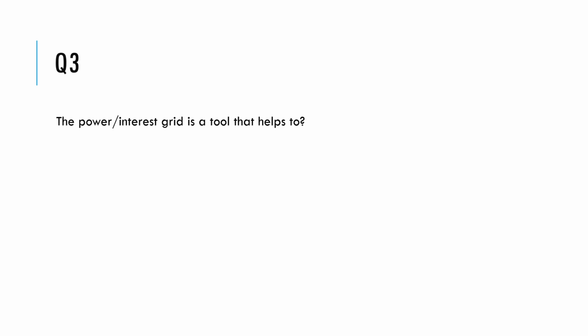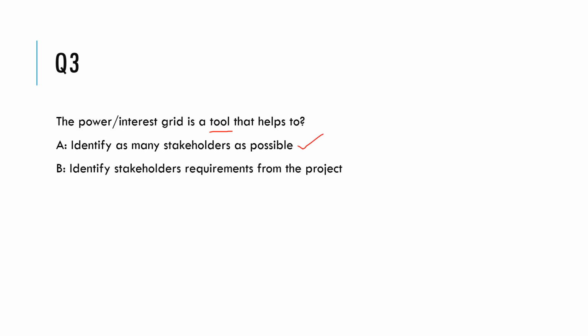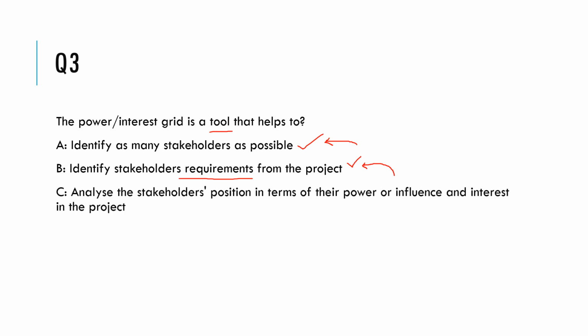Okay, question number 3. The power interest grid is a tool that helps to... So what does the power interest grid do? A. Identify as many stakeholders as possible. B. Identify stakeholders' requirements from the project. So A is first you identify all the people that are going to be stakeholders in your project. And option B is then find out what those stakeholders want from your project. C. Analyze the stakeholders' position in terms of their power or influence and interest in the project. Okay. Option D is put together the escalation metrics.